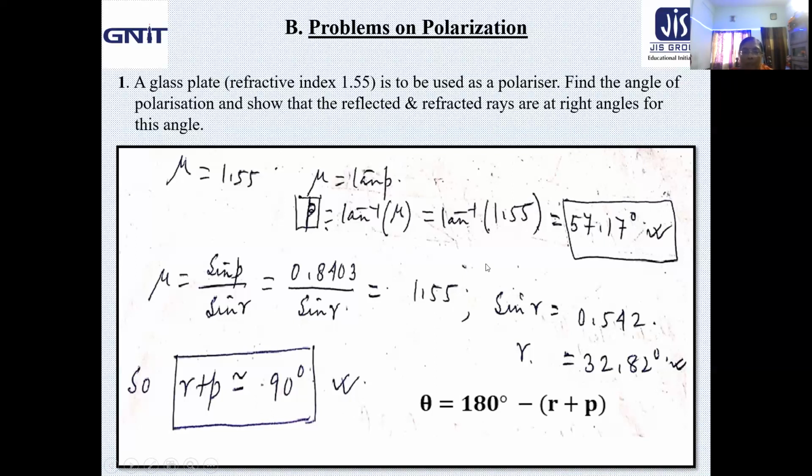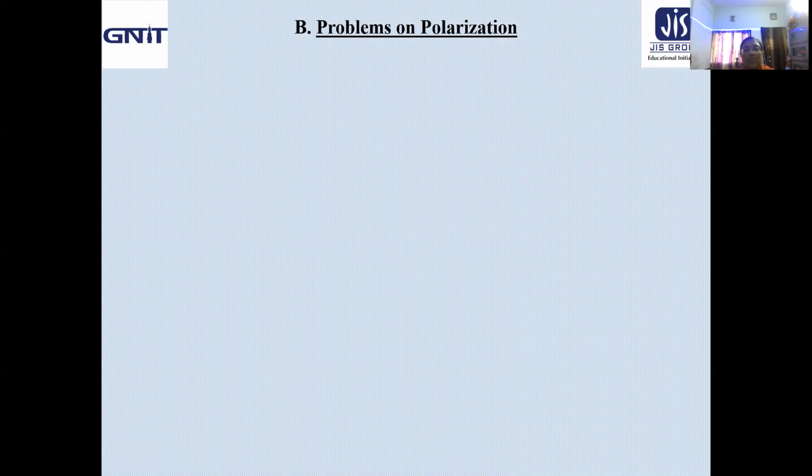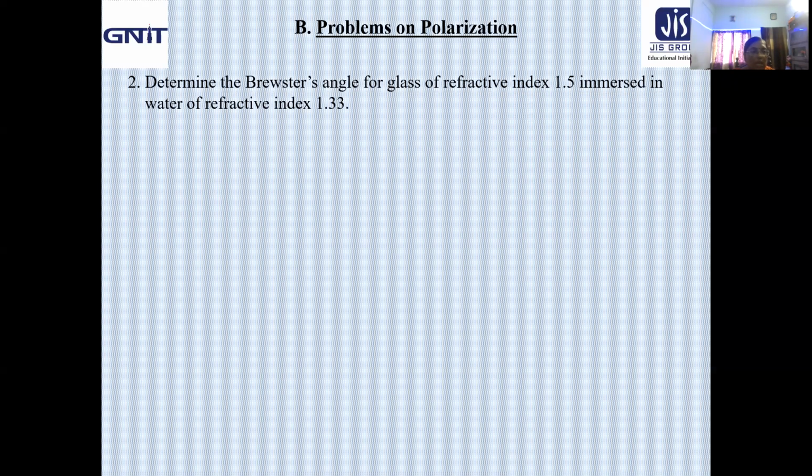Okay. Now let us move to the next one. Let us take a look. Determine the Brewster's angle for glass of refractive index 1.5 immersed in water of refractive index 1.33. So look at the question very carefully. Determine the Brewster's angle for glass.